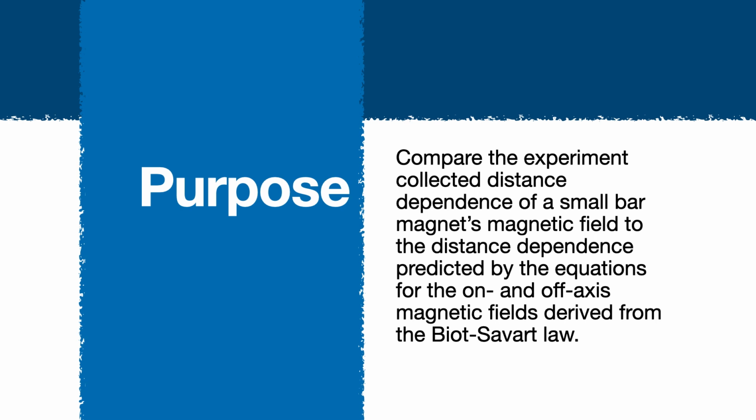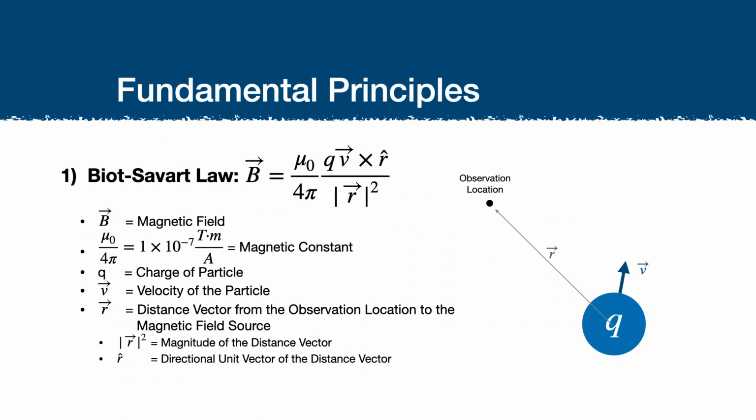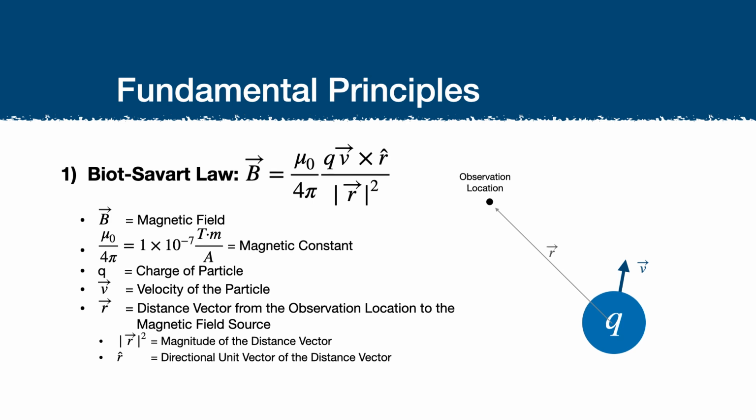The purpose of this lab is to compare the experiment collected distance dependence of a small bar magnet's magnetic field to the distance dependence predicted by the equations for the on and off axis magnetic fields derived from the Biot-Savart law. In this lab, I will be using the Biot-Savart law, which gives us an equation that calculates the magnetic field produced by a moving point charge.